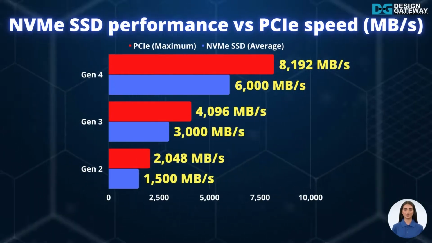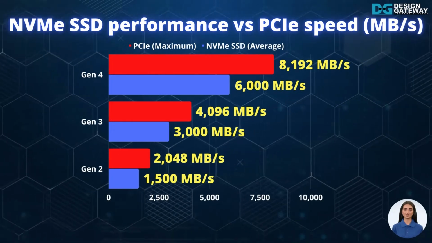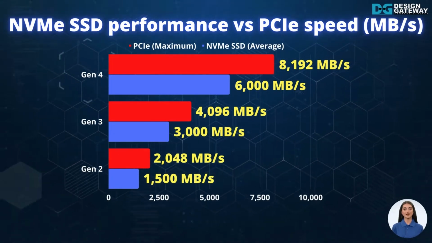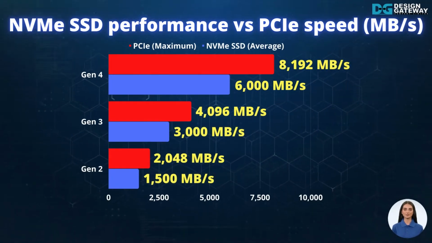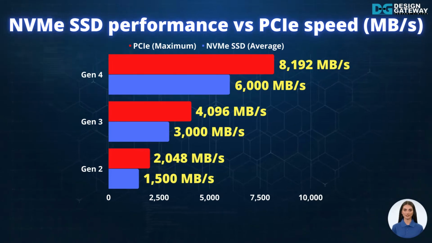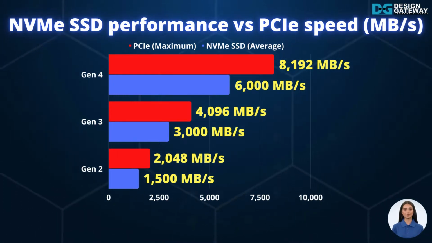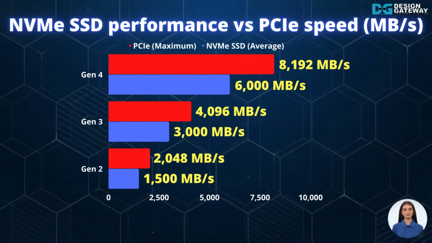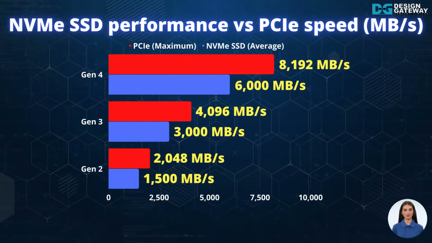Maximum data bandwidth doubles with each PCI Express generation. NVMe SSD uses 4 PCI Express lanes, which means the theoretical maximum speed for each generation is 2 GB per second for Gen 2, 4 GB per second for Gen 3, and 8 GB per second for Gen 4.